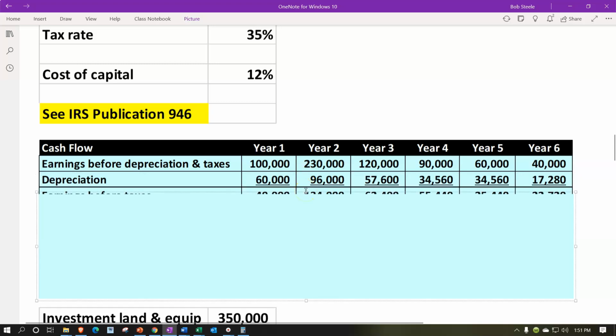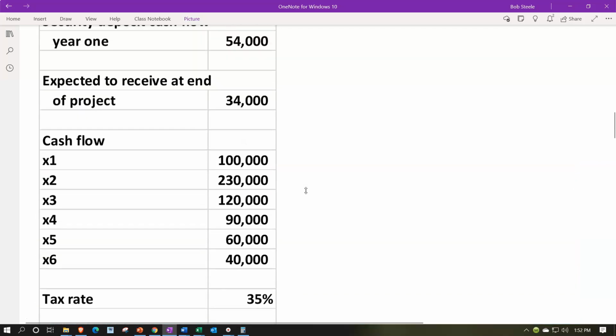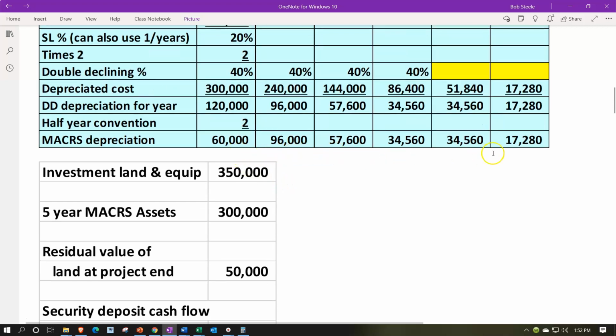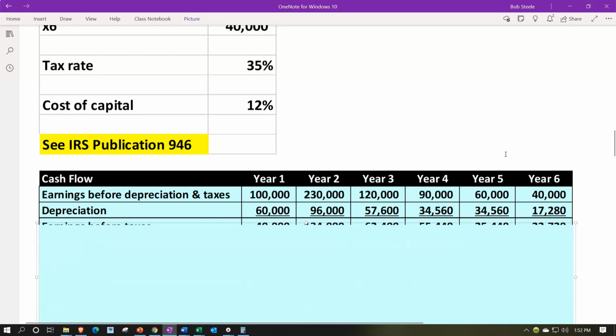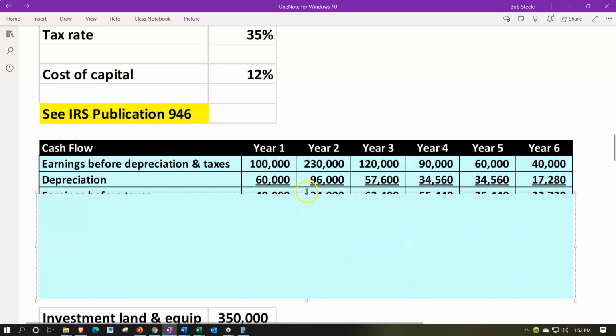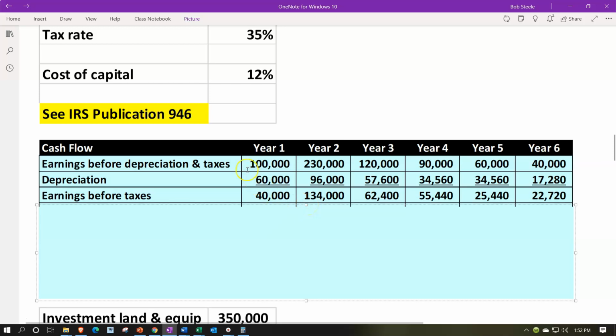Then we're going to apply the depreciation that we calculated in the prior portion here, not because we want to be on an accrual basis, because remember, we're imagining we've already put the money down up front, and this is allocating the cost. The only reason we're doing that is for the tax impact. So we're going to go up top and look at the depreciation that we just calculated for years 1 through 6, putting that down below for our depreciation on a tax basis, and then subtracting it out. So the 100,000 minus the 60,000 is 40,000, 230,000 minus the 96,000 is 134,000, the 120,000 minus the 57,600 is 62,400, and so on. That gives us our earnings before taxes.